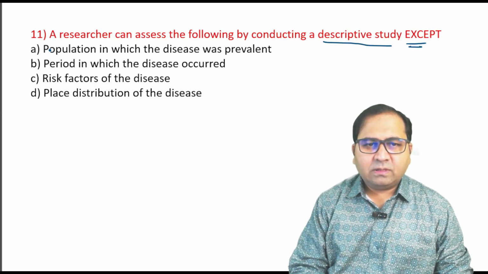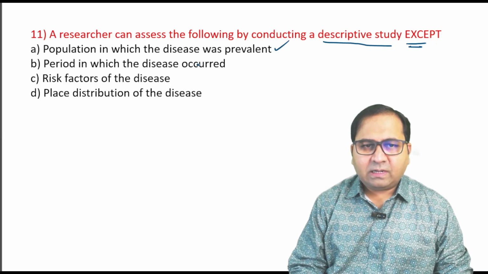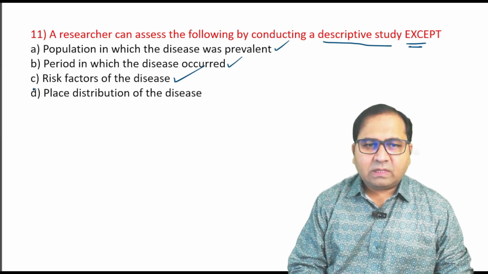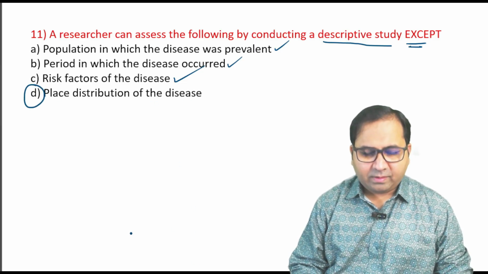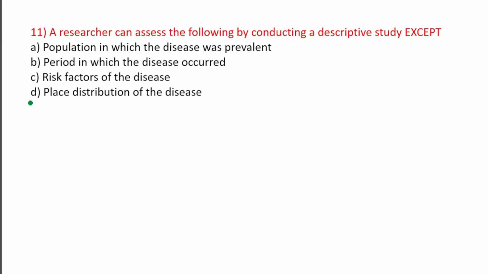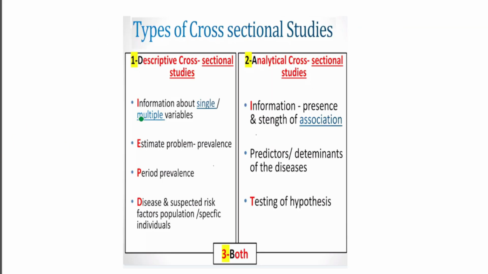Let us see the options. Population in which the disease was prevalent is correct. Period in which the disease occurred is also correct. Risk factors of the disease is also correct. So the answer for this question is place distribution of the disease. We have selected this answer, option D, that is place distribution of the disease. Now let us see how it goes. See over here. The question was that a researcher can assess the following by conducting a descriptive study, and they have asked the except concept.